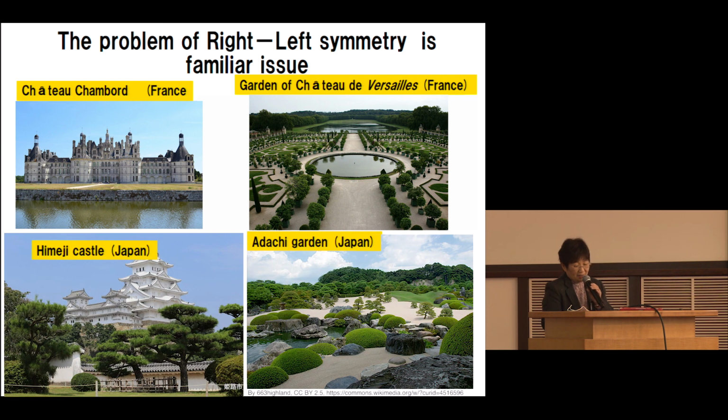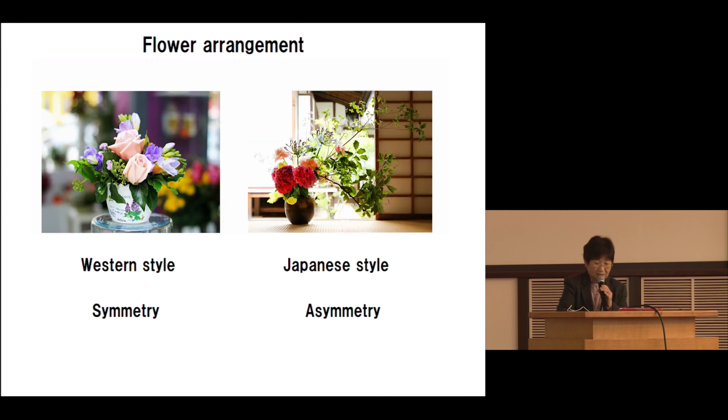But Japanese castles and Japanese gardens do not have right-left symmetry. And here is a flower arrangement. Here is a Western style. Western style likes symmetry. And Japanese style likes asymmetry. So this difference of culture between Western style and Japanese style is very interesting.